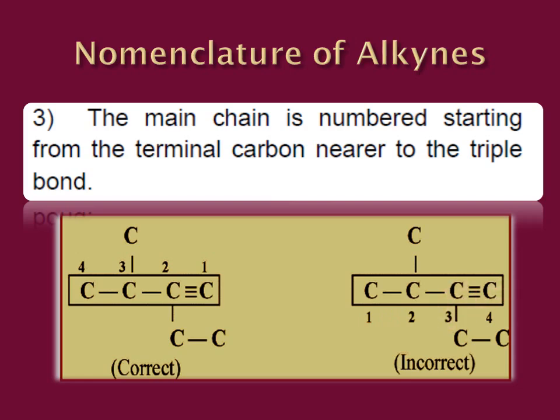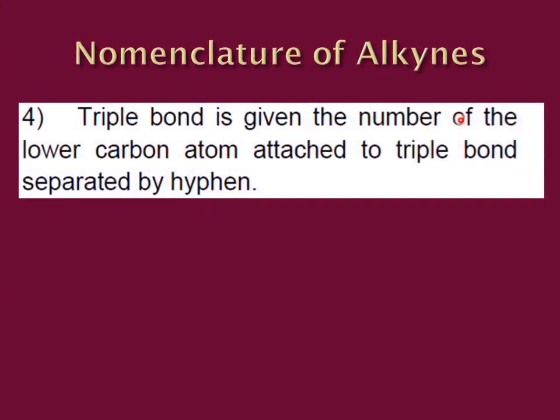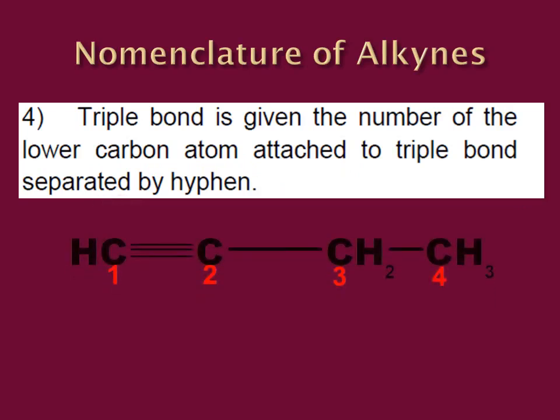The fourth rule says that the triple bond is given the number of the lower carbon atom attached to the triple bond, separated by a hyphen. Look at this example. This is the same rule that we studied for alkenes as well. The triple bond is present between carbon number 1 and 2. But in the name, we are going to mention carbon number 1, which is the lower carbon of the triple bond. So the name is 1-butyne, not 2-butyne. It can also be but-1-yne.